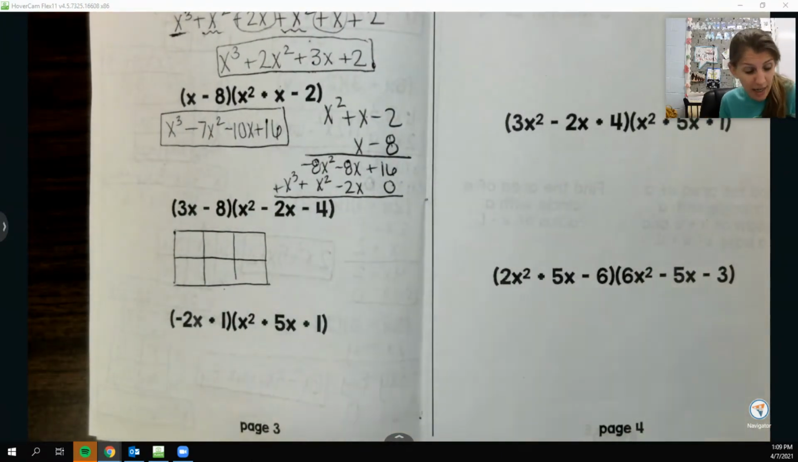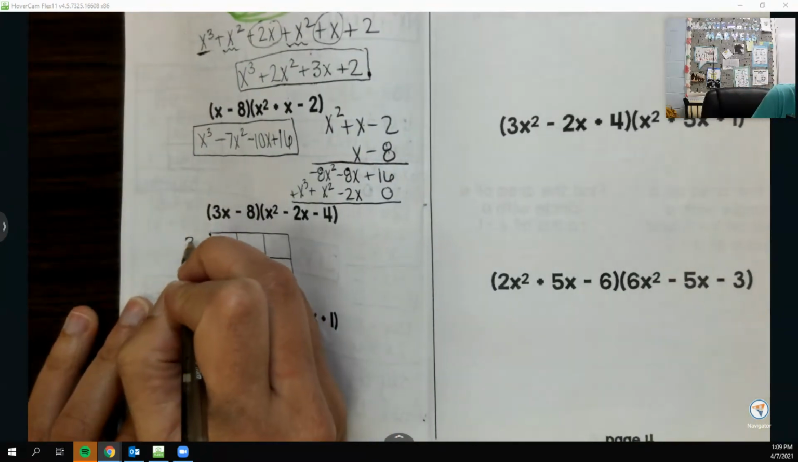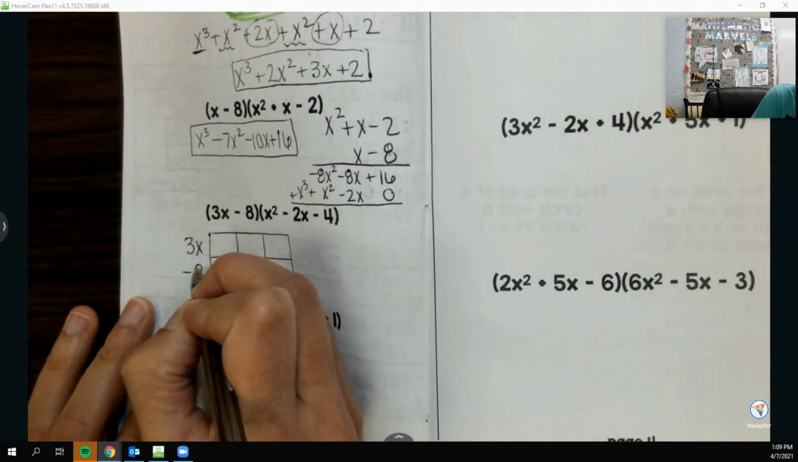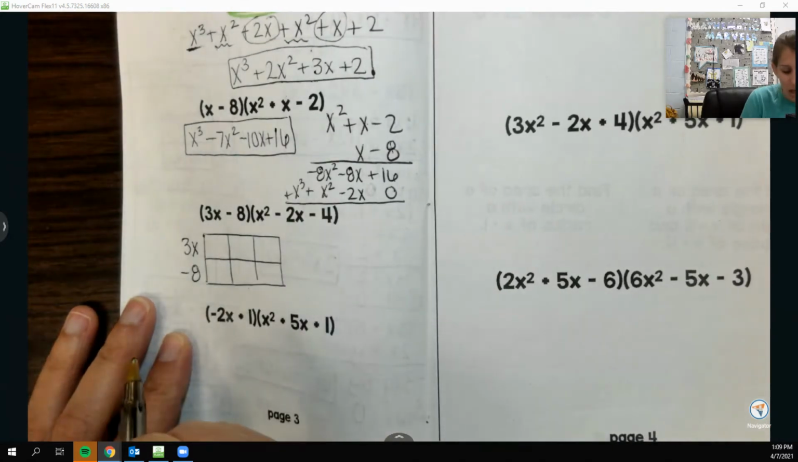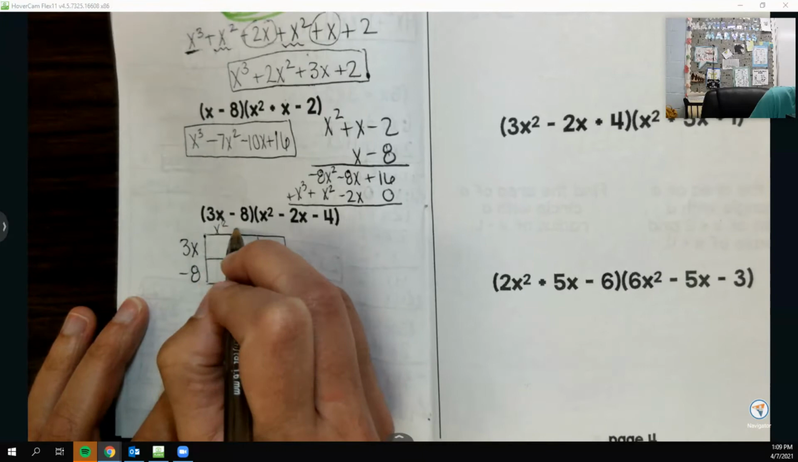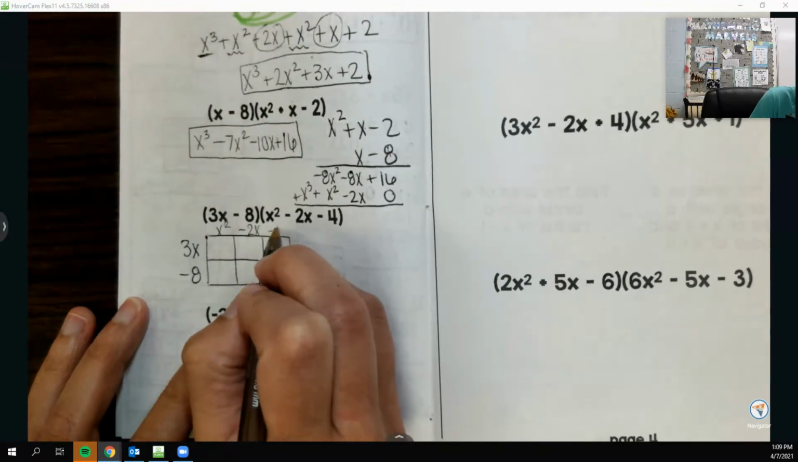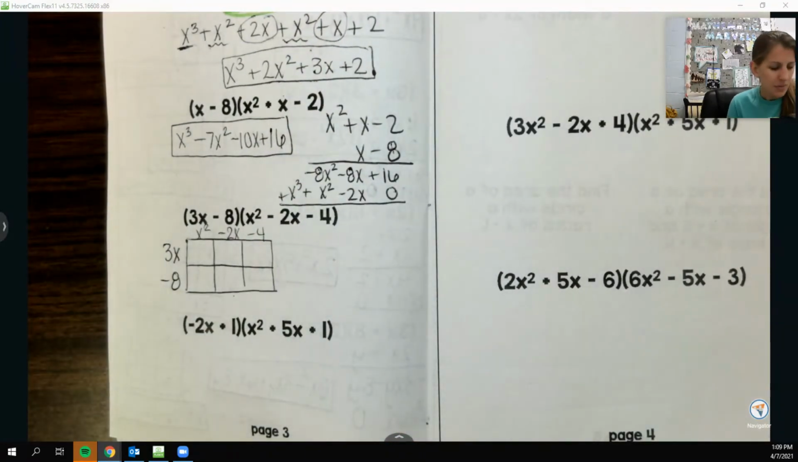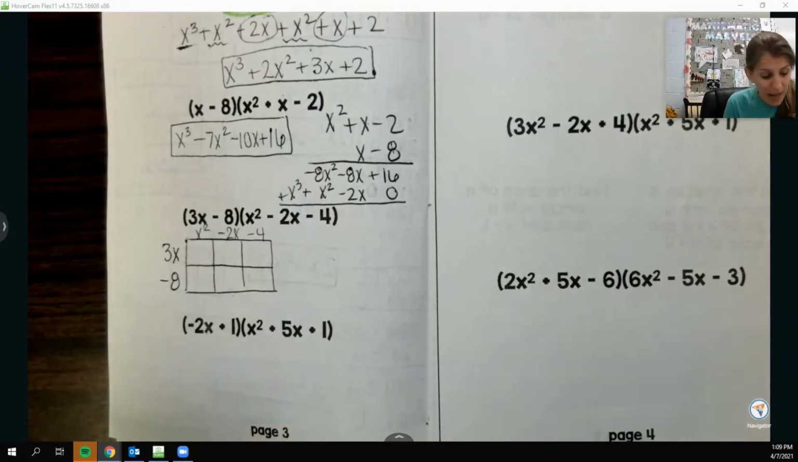to fill each square. So along the 2 side, I'm going to put the 3x and the -8 because those are the binomials. And then along the 3 side, I'll put the 3 numbers. So x squared minus 2x and minus 4. Then you just have to multiply to fill each box.